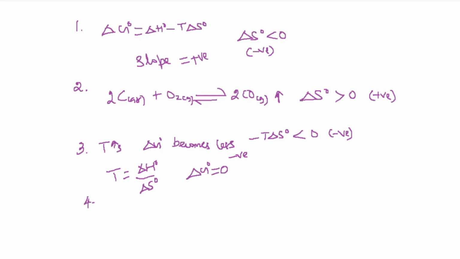Fourth, change in slope in the Ellingham diagram is observed when the physical state of the substance or oxide changes. So initially the metal oxide may be in solid state. At some temperature, at high temperature, it may melt and come to liquid state. Now this change in slope is observed. So phase transition leads to change in slope, solid to liquid, liquid to gas, etc. Next we shall discuss the applications of the Ellingham diagram.